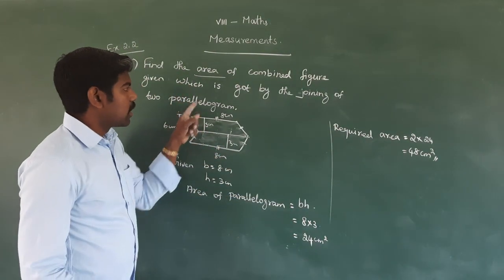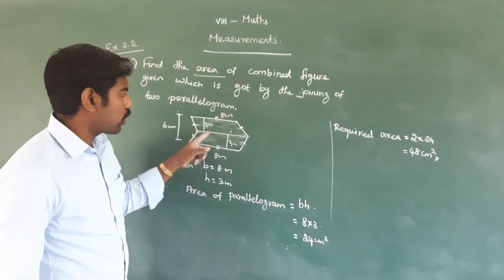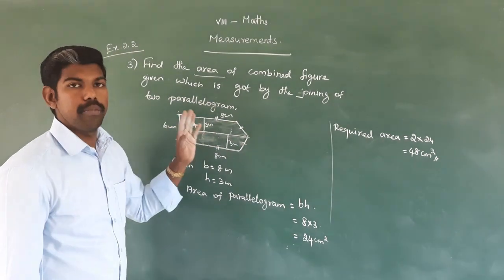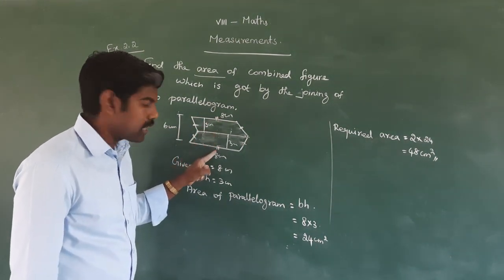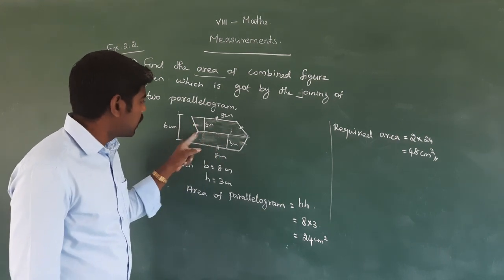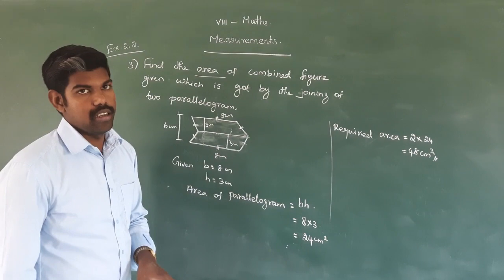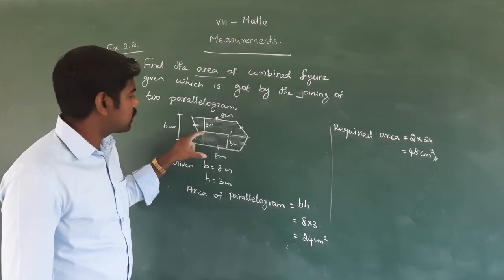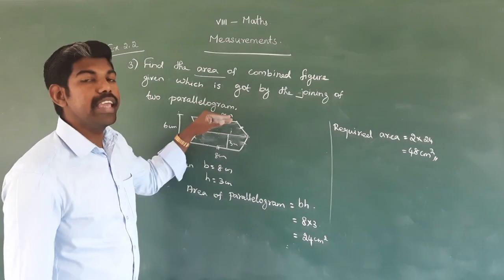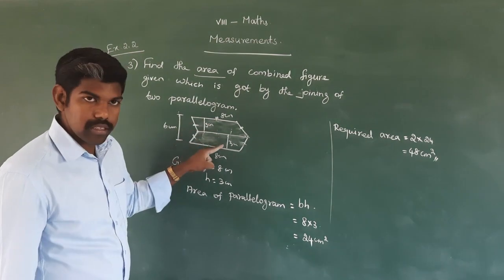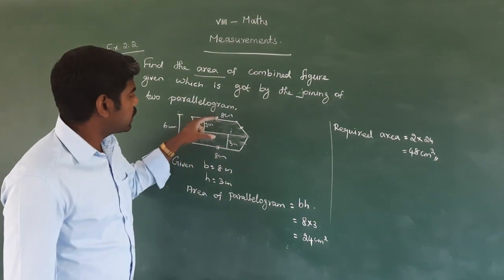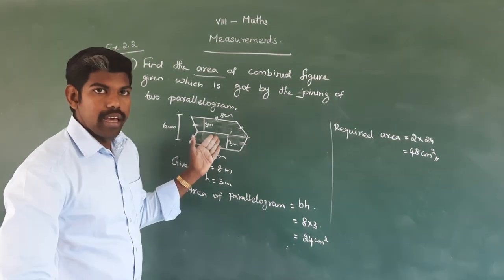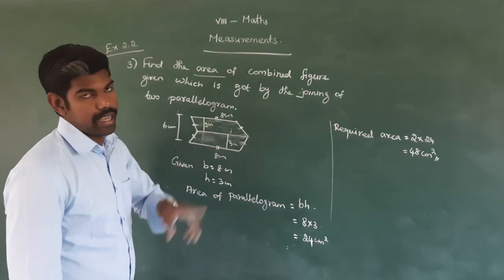Understand? Listen carefully. This is a combination of two parallelograms. Both parallelograms have the same measurements. Here 8 centimeter, here also 8 centimeter, and all 4 sides are equal. Therefore, the total height is 6 centimeter. This line divides the two parallelograms into equal parts, so this is 3 centimeter and this is 3 centimeter. Height and base are the same, so the area is also the same. First find the area of one parallelogram. Next, the required area is 2 multiplied by the area of a parallelogram.